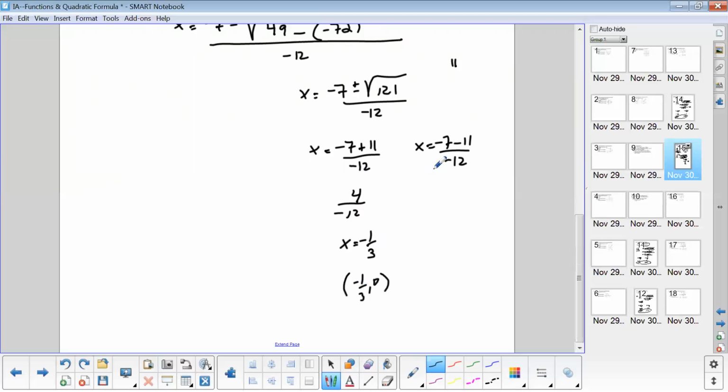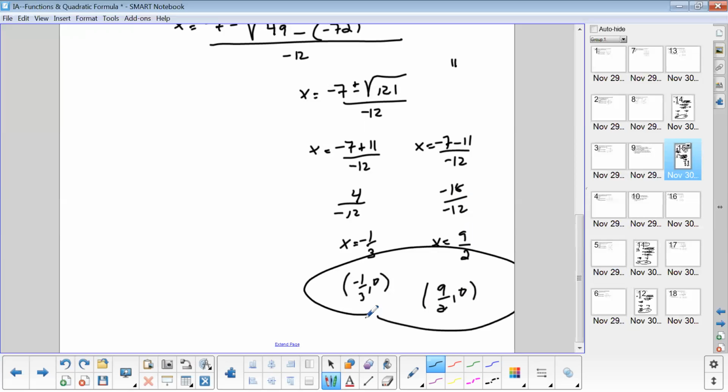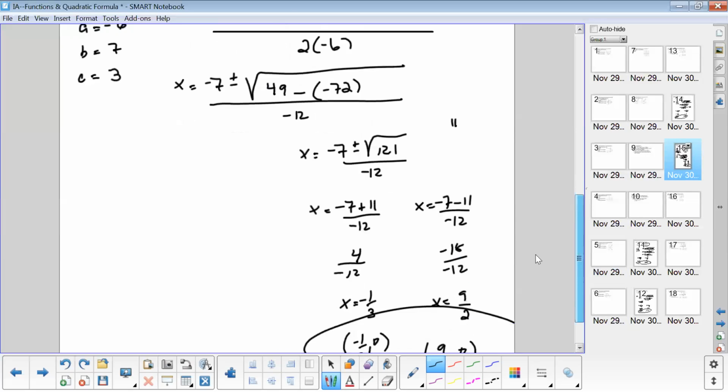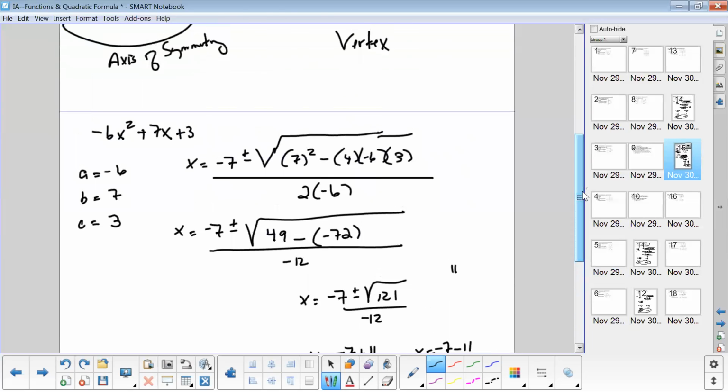There's one solution. And the other one would be negative 18 divided by negative 12. So that's going to be a positive, and both of these are divisible by 6. So 3/2 would be the other solution. So there's the solution to this quadratic. And that quadratic was right here.